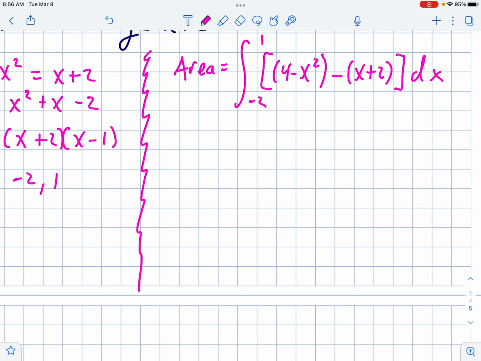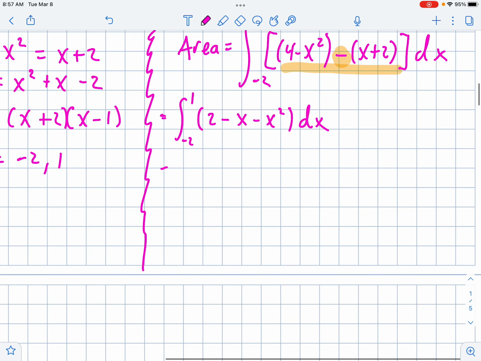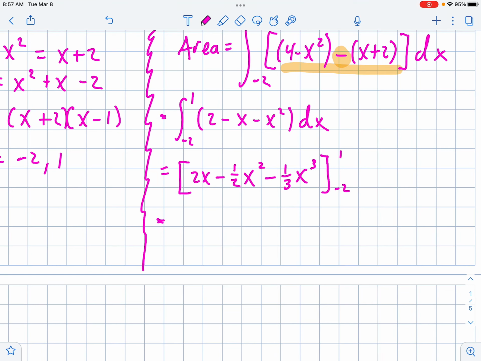So now we need to integrate this. Before we integrate it, let's let the integration symbol hang out. We can clean up the inside. If you distribute this negative and then add like terms, I believe we get 2 minus x minus x squared dx. Then integrate that and you get 2x minus 1/2 x squared minus 1/3 x cubed, and it goes from negative 2 to positive 1.